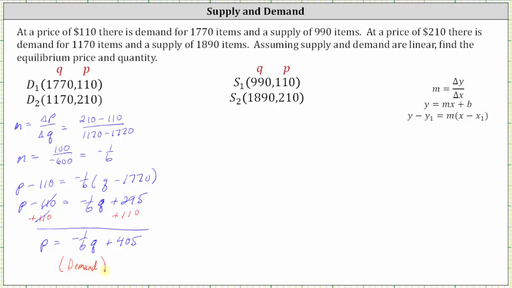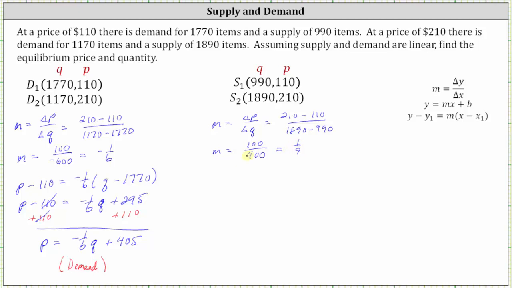And now we do the same for the supply function, beginning with the slope. The slope m, again, is equal to the change in price divided by the change in the quantity, which is equal to 210 minus 110 divided by 1,890 minus 990. Simplifying, the slope is equal to 100 divided by 900, which simplifies to 1/9.